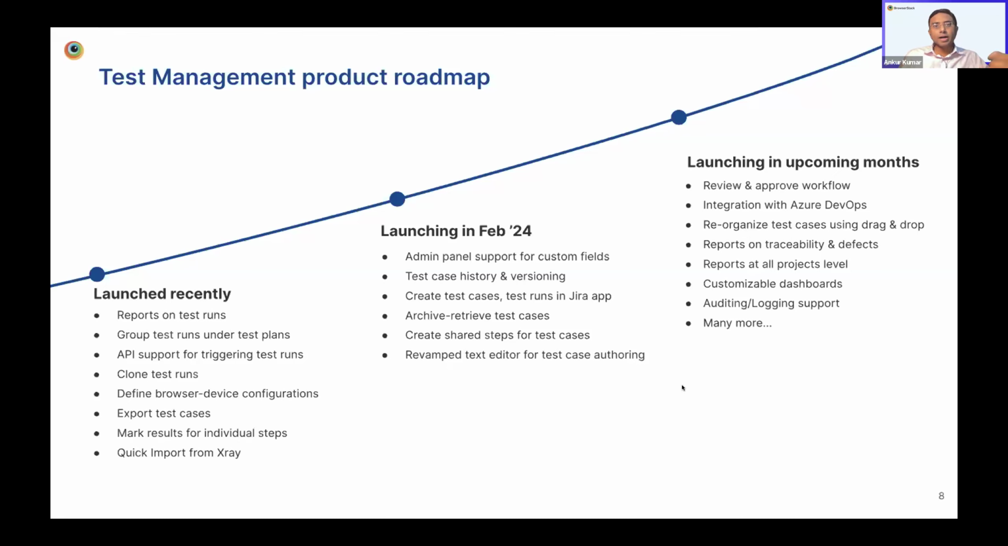You'll have the capability to archive test cases and retrieve them at a later point of time. Many customers have reached out to us asking for this capability so that if you archive test cases by mistake, you will be able to retrieve them. You will have shared steps capability so that you can reuse certain parts of test cases as shared steps instead of having to write them all over again in a newer test case.